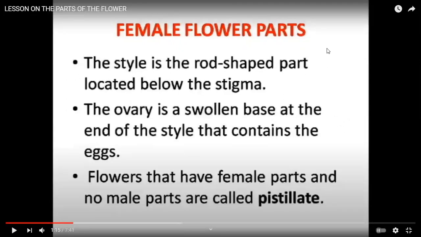The style is the rod-shaped part located below the stigma, right? The ovary is a swollen base at the end of the style that contains the eggs. Flowers that have female parts and no male parts are called pistillate, right? So remember, the female part of the flower is called a pistil. So flowers that have only female parts are called pistillate.